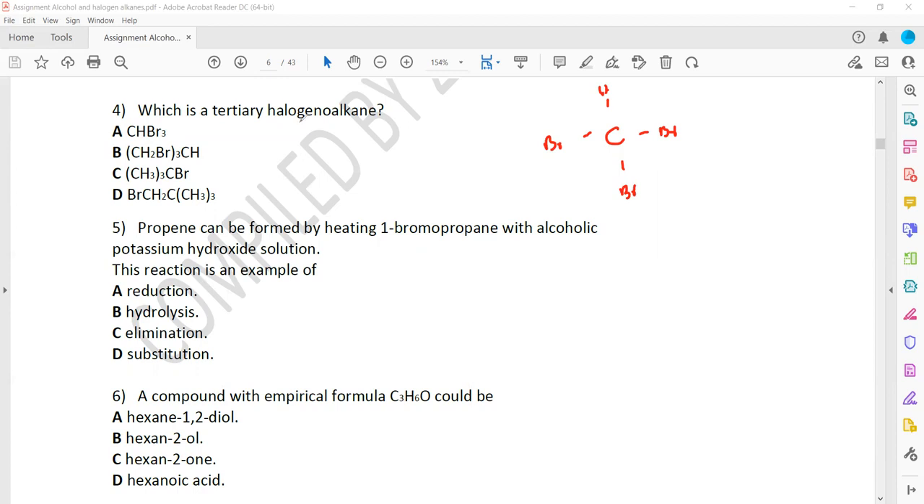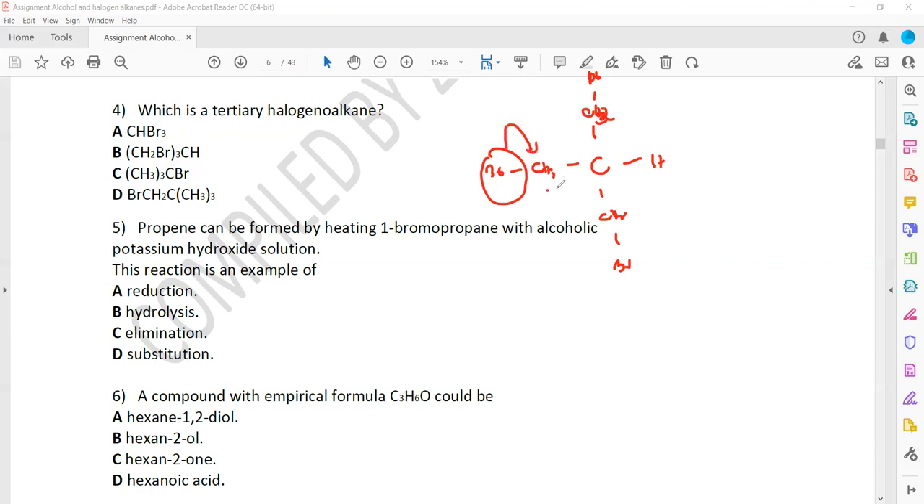What about B? When we check B, it is written as C with H and three CH2Br. So again, the halogen is not directly attached to the carbon; when we check the carbon attached to halogen, it has two hydrogens, not one, because tertiary means no hydrogen should be there.